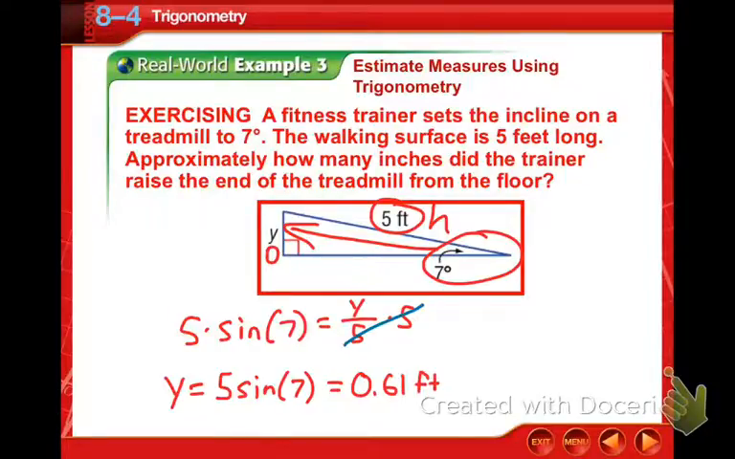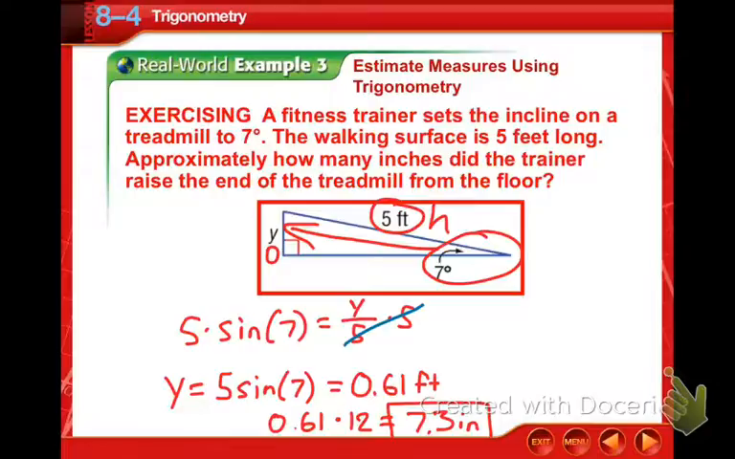So what we have to do is take the 0.61, multiply it by 12, because there's 12 inches in a foot, and you end up with a height of 7.3 inches. That's how high the treadmill was lifted off the floor. Well, the surface of the treadmill was lifted off the floor. Treadmill is hopefully still on the ground.